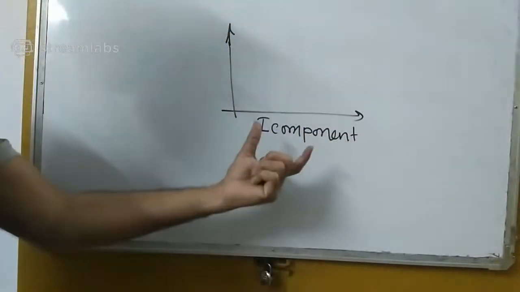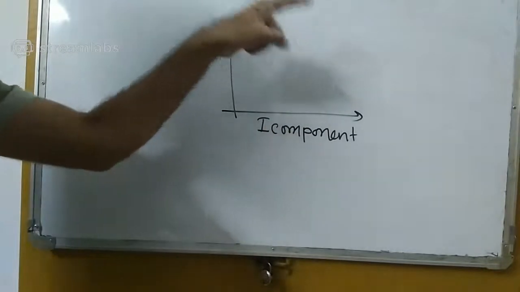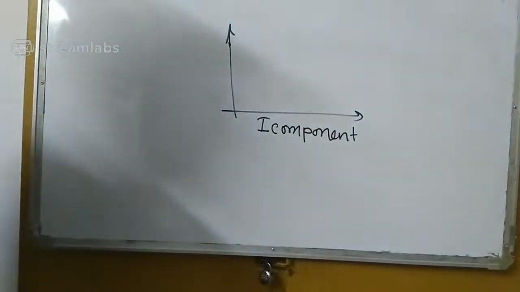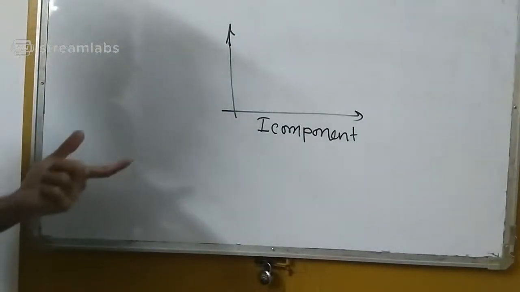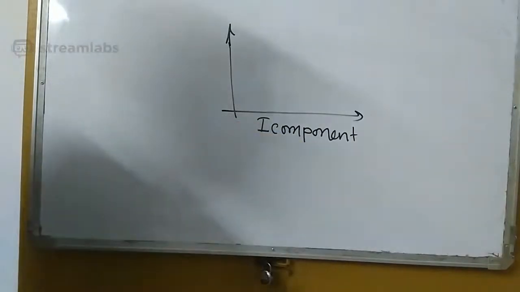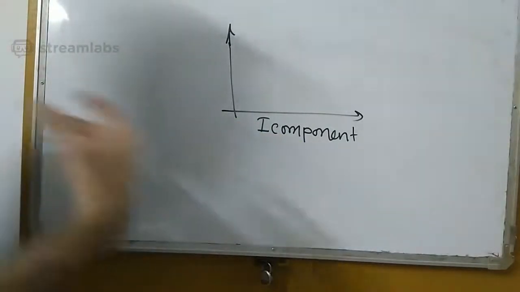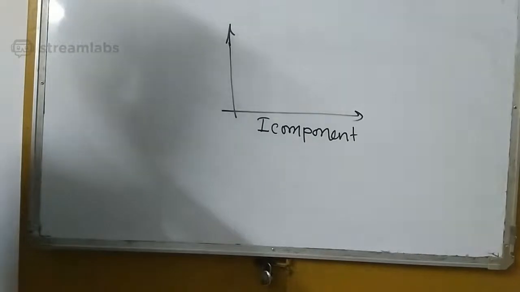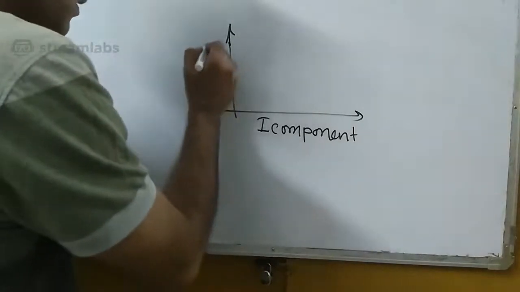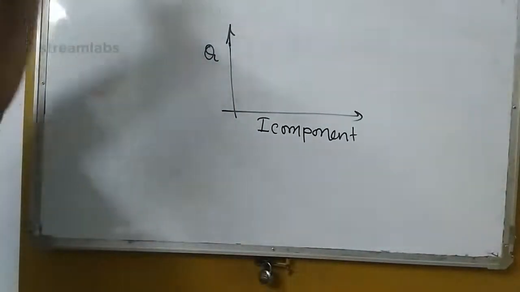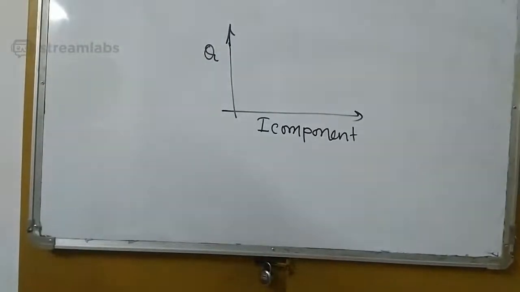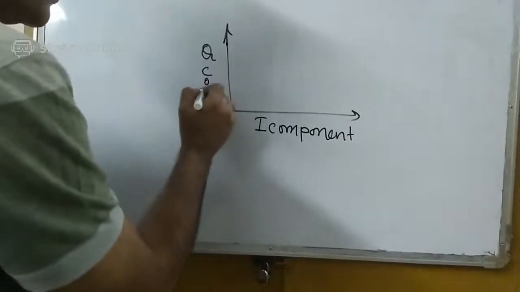I think you might have come across this type of representation while studying in first year. In a basic electrical subject, this type of representation was used for representing impedance. Then the Q component is along the y-axis. So Q here indicates quadrature, and I indicates in phase. So quadrature and in phase, the Q component.